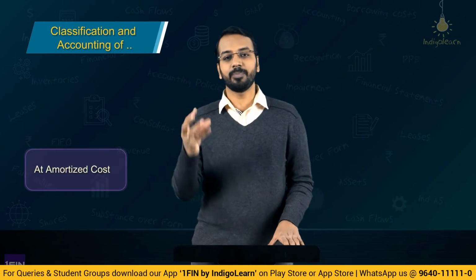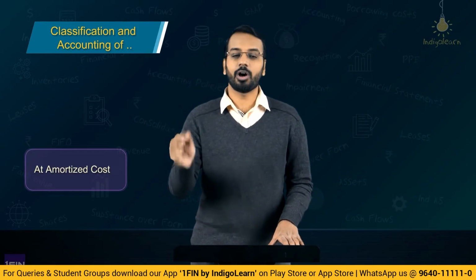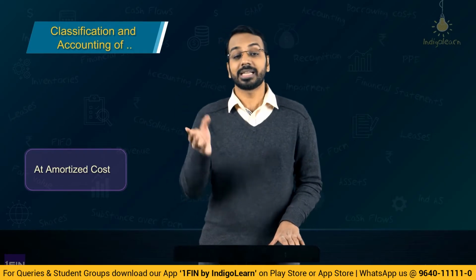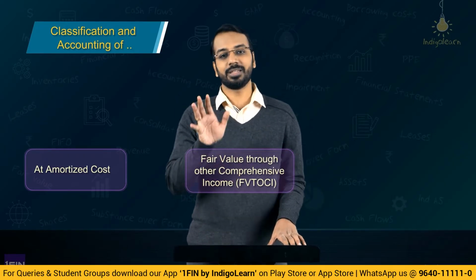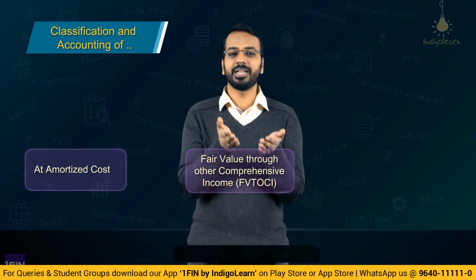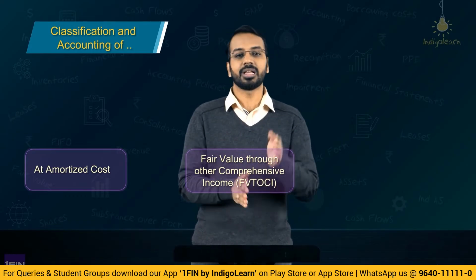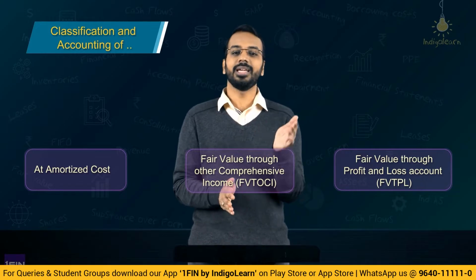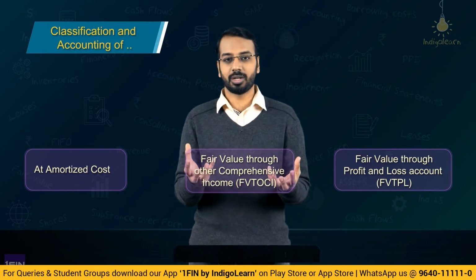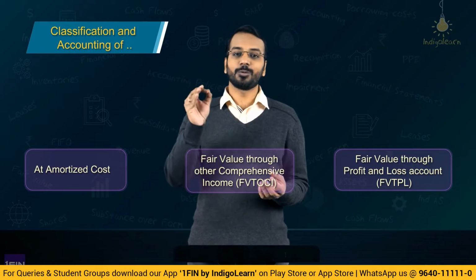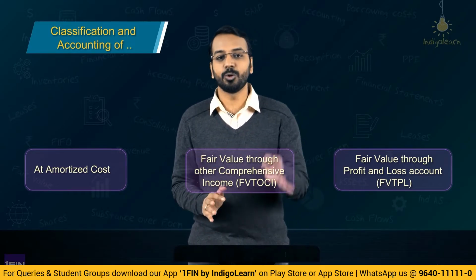Now to begin with, we will start with the classification of financial asset. When we have to account for or classify the financial asset, they are classified into three categories or three types. The first one is at amortized cost, meaning the financial asset will be accounted for at amortized cost. The second one is fair value through other comprehensive income, which we generally call FVTOCI, and the third category is fair value through PNL, that is FVTPL. Please get used to these terminologies: amortized cost, fair value through other comprehensive income and fair value through PNL.